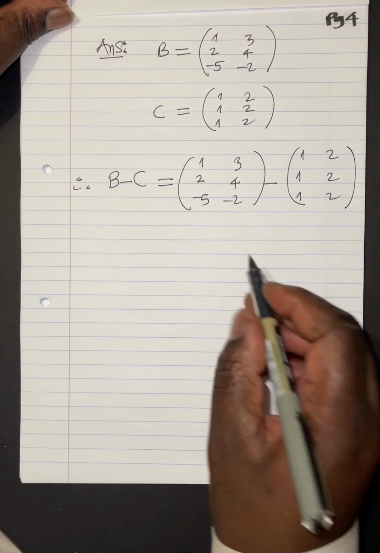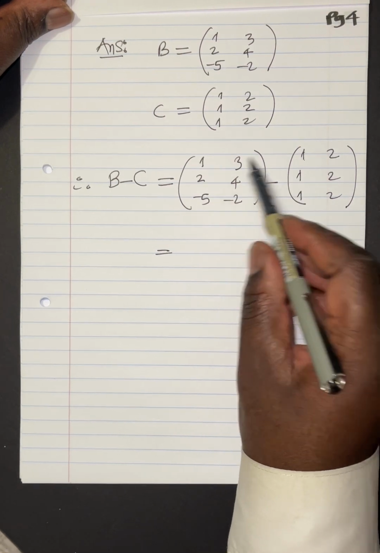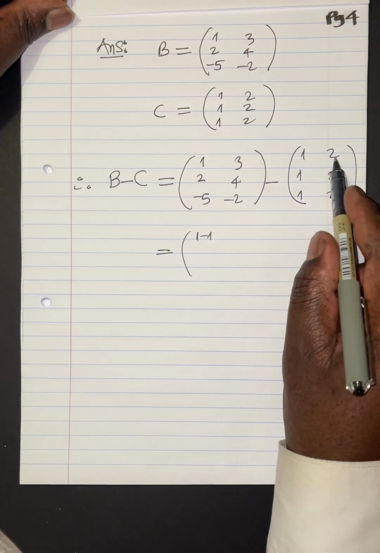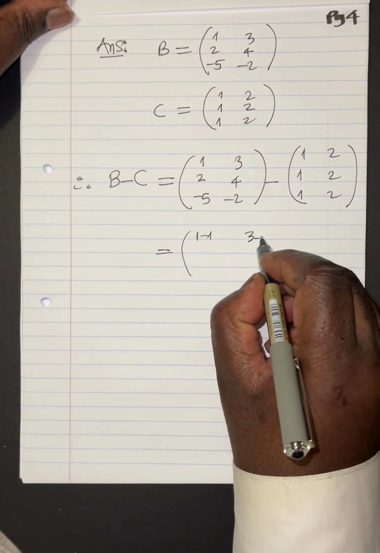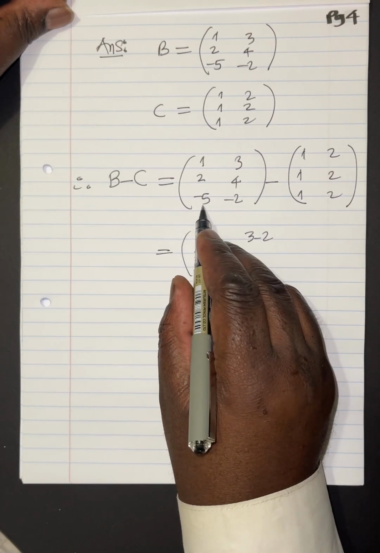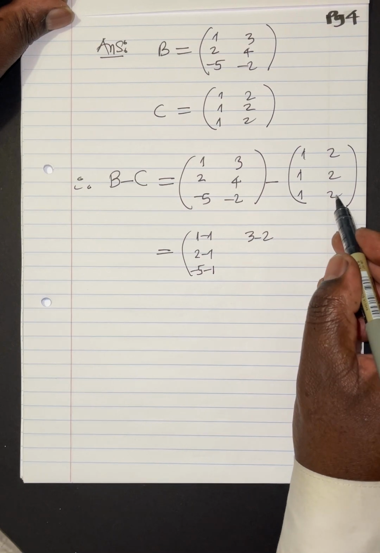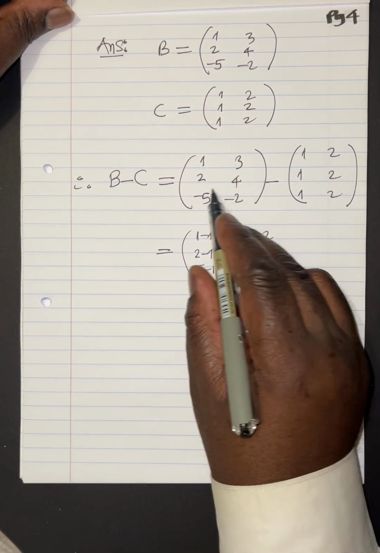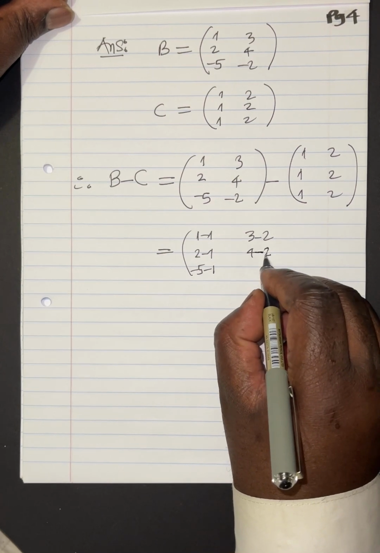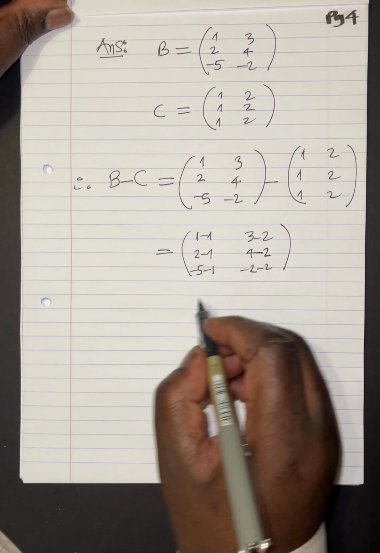What are we saying? We're basically saying that this number minus that number. So first position minus first position. So that's going to be 1 minus 1. And then in the second position there, I'm going to say 3 minus 2. Then I'm coming back here, it will be 2 minus 1. Or if you continue, it will be minus 5 minus 1. And then down here, it will be the central part, it will be 4 minus 2. And then finally, we're going to say minus 2 minus 2. Let's simplify this.